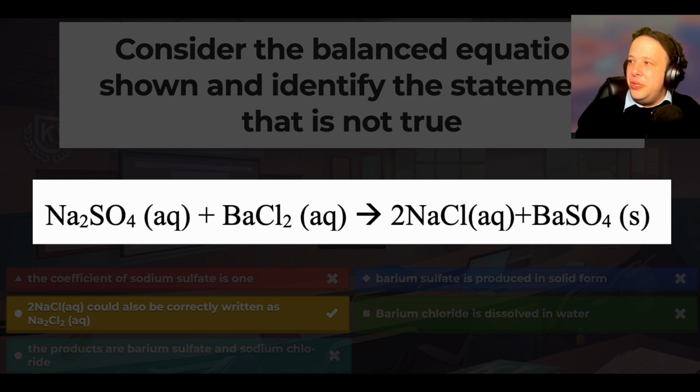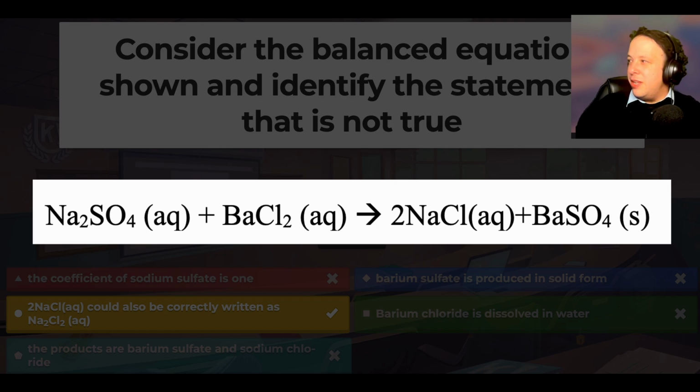Then it says 2NaCl could also be written as Na2Cl2. We never, ever do that. We don't carry out the 2. In terms of counting atoms, sure, you could say there are 2 sodiums and 2 chlorines, but you don't physically carry out that operation mathematically. The 2 represents that you have 2 moles or 2 molecules of sodium chloride. So that one's your answer.